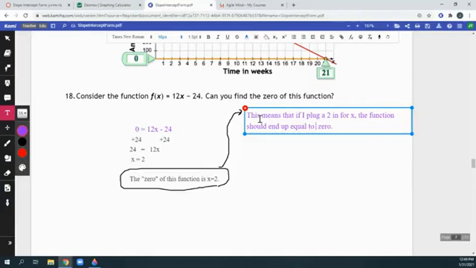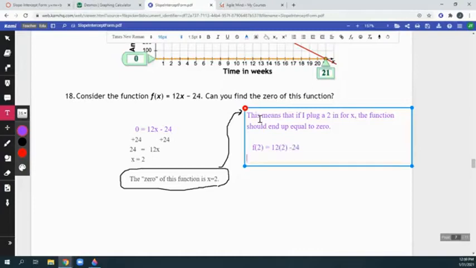Equal to 0. Equaling is not a great word. Okay, so great. Let's try that. So if I plug in a 2 for x, that means I'd have f of 2 equals 12 times 2 minus 24.